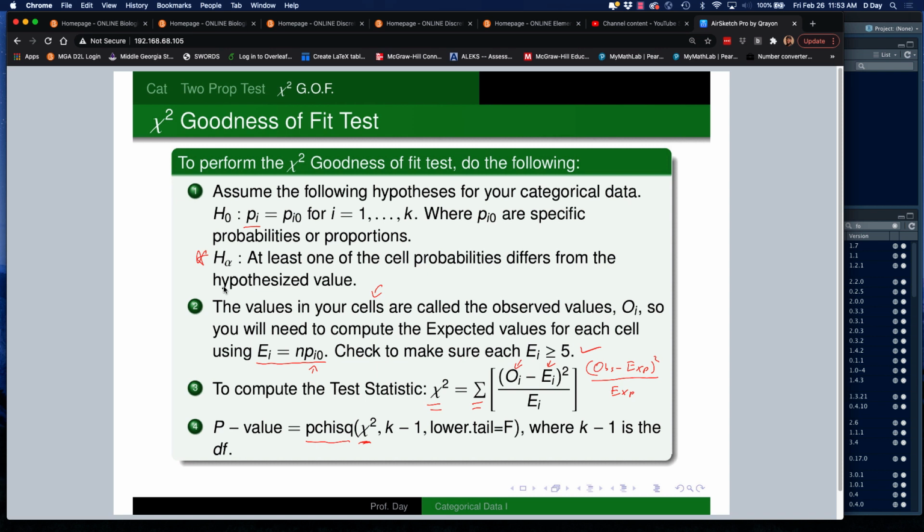We have this value called k minus 1. It's usually the number of cells we have in our table that we're looking at minus 1, or the number of proportions we have minus 1. And then we set lower.tail equals FALSE, and k minus 1 acts as our degrees of freedom in this case. So like the t distribution, the chi-square distribution also has degrees of freedom, so we have to keep that in mind. Okay, so we're going to do one of these by hand, but I'm not going to force you to do these by hand. There's a quicker way in the calculator, of course, in R, as there always is.